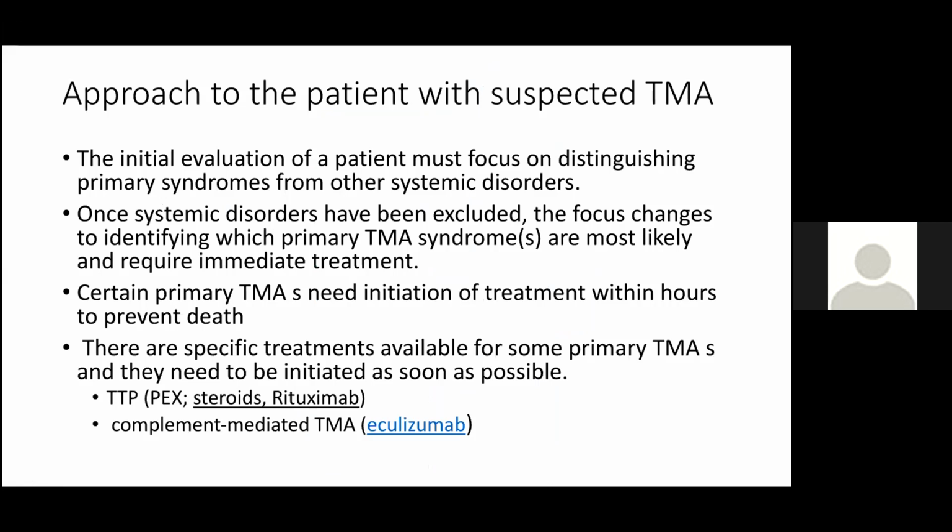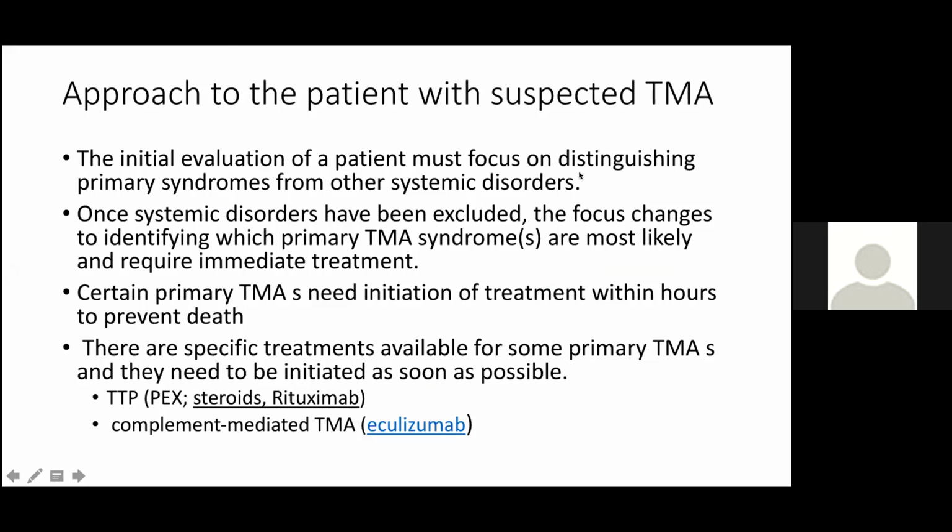Right. Then we'll move on to the management. How do you approach a patient with suspected thrombotic microangiopathy? I know it might not be easy, because these patients are usually ill. Therefore, it might be difficult to identify underlying systemic conditions like SLE at the outset. The initial evaluation of a patient must focus on distinguishing primary syndromes from other systemic disorders.